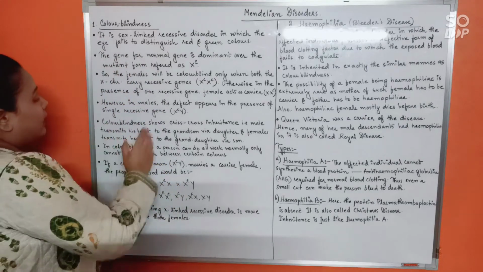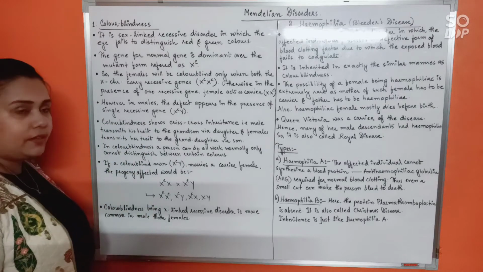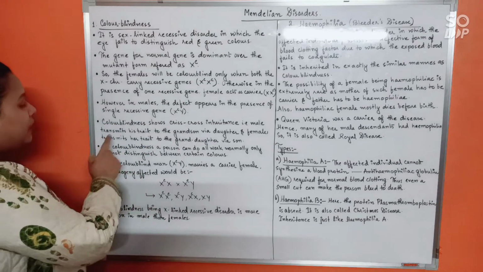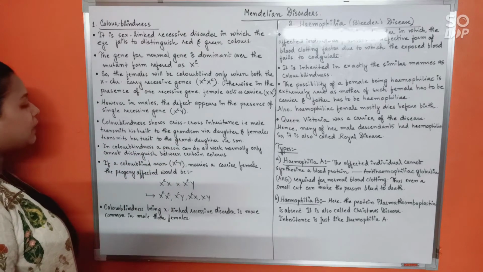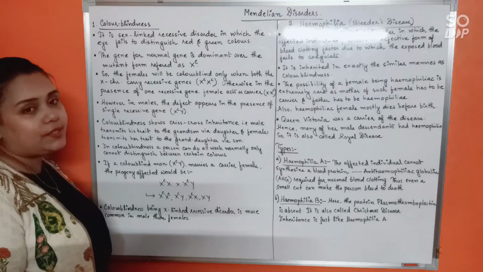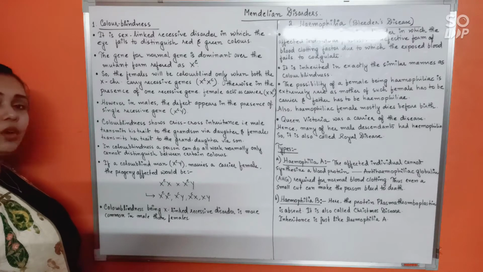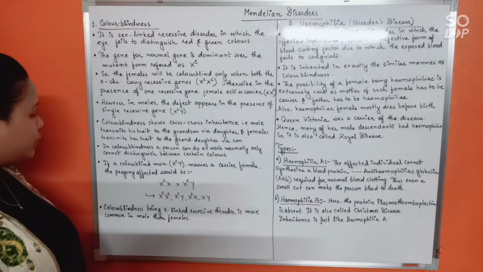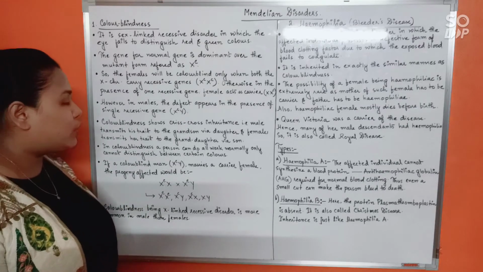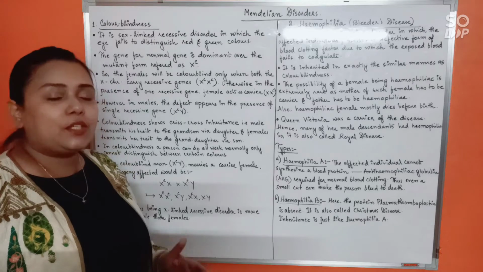Now, color blindness shows crisscross inheritance, that is males transmit their trait to the grandson via daughter and females transmit her trait to the granddaughter via son. This is very, very important. Alright. Now, in color blindness, a person can do all works normally, only cannot distinguish between certain colors. Now, that's what it is all about.